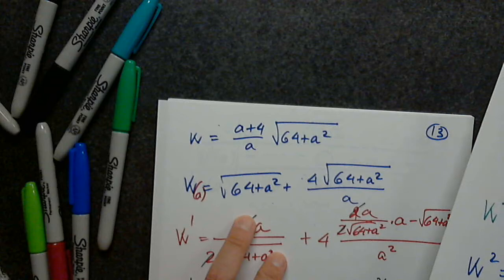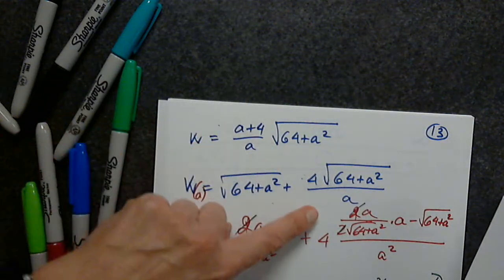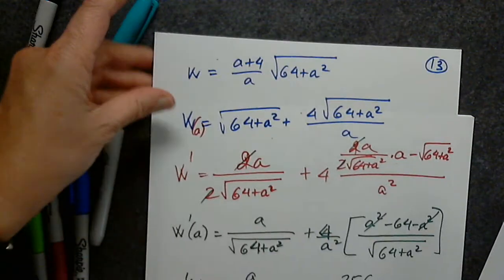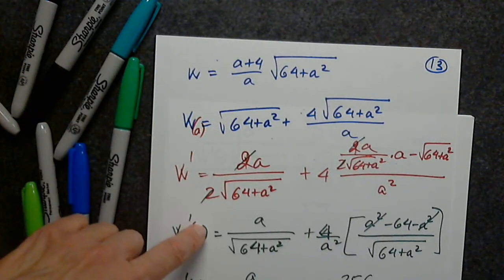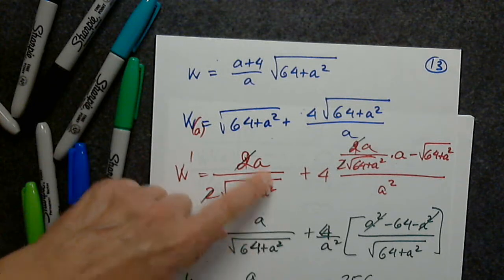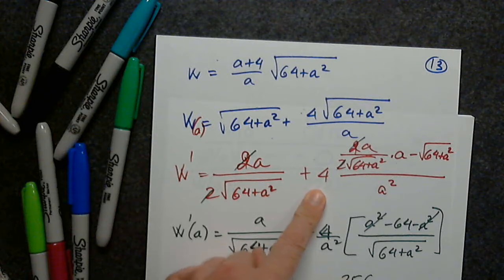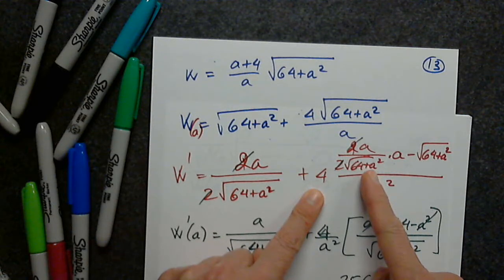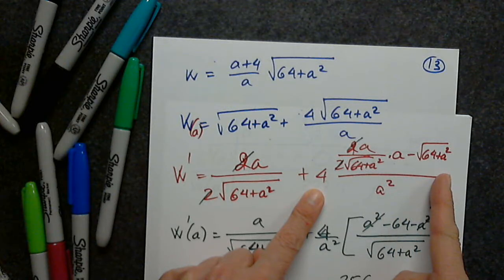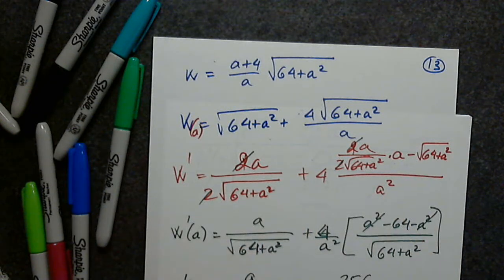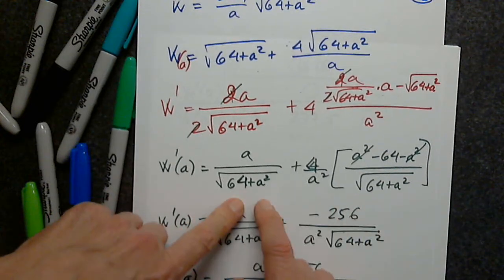Now here, I separated 1 over 1 times the square root and 4 over a times the square root. Correct. I differentiated this. Correct. 2 over the square root of 64 plus a squared times 2a. Correct. Plus 4 times the square root prime times 2a times the denominator minus the top and the denominator prime over this. That is correct.